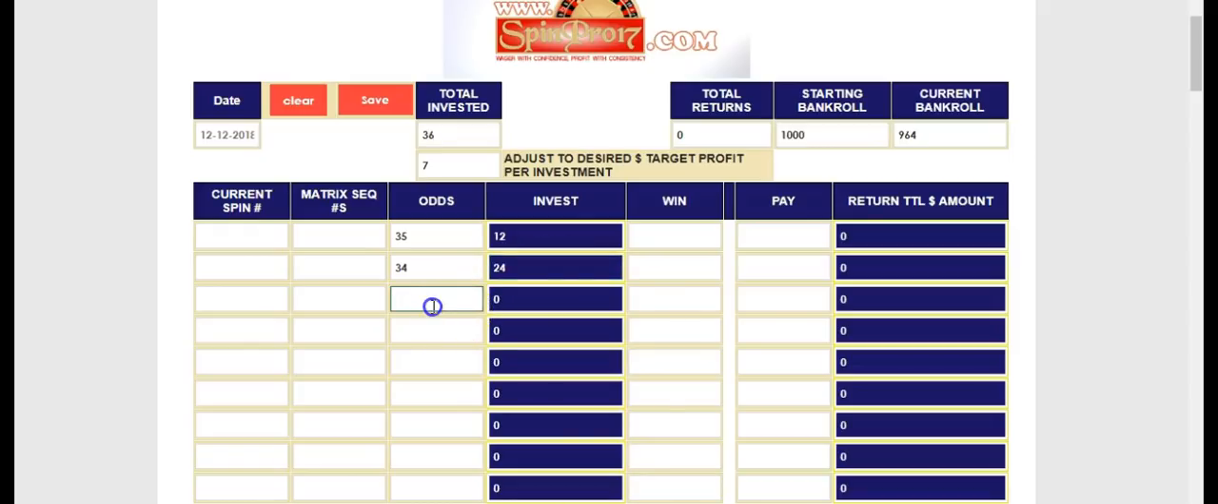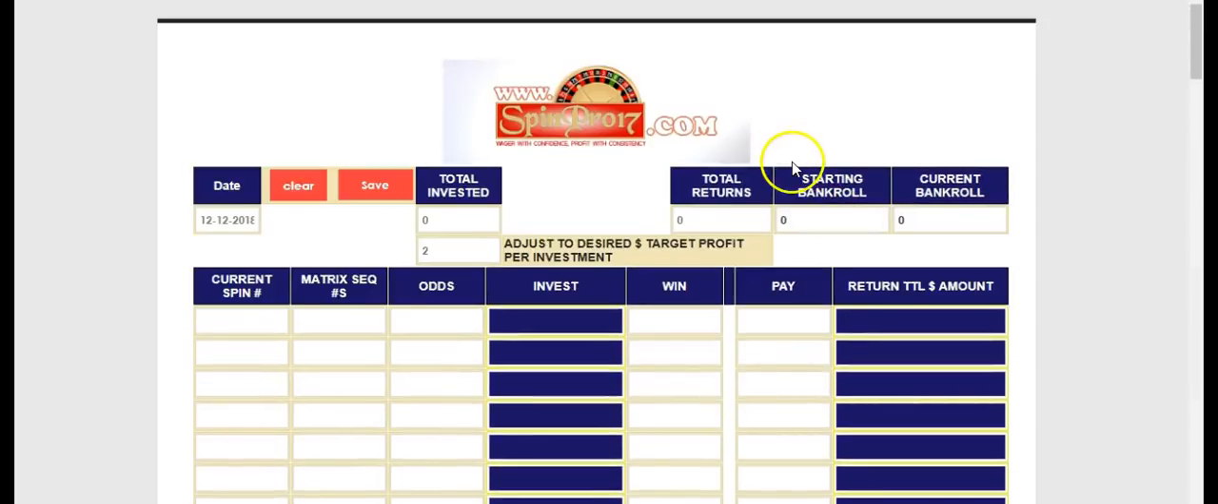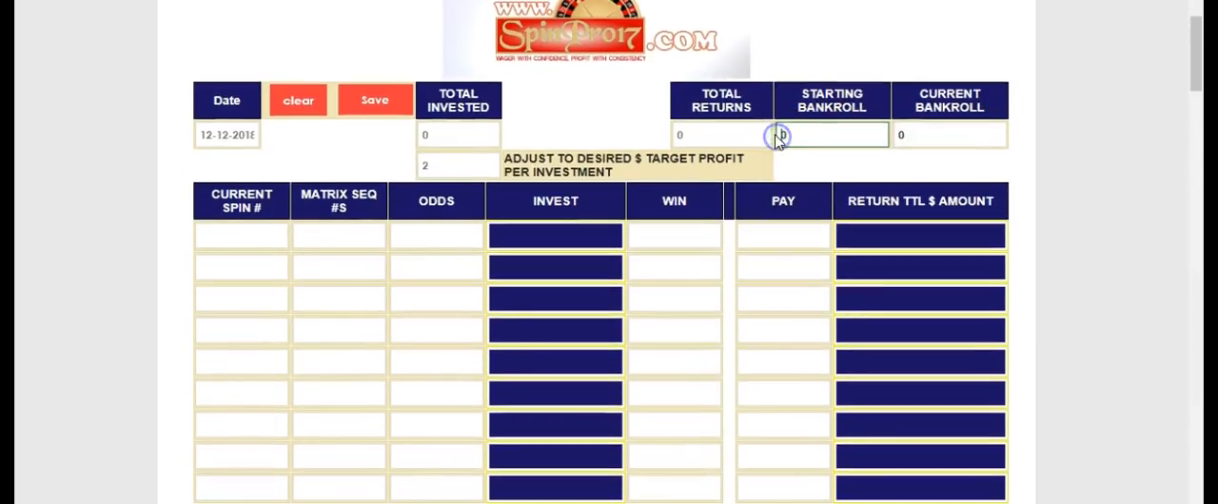Now let's say you missed there, and this is all based on a $7 adjustment target per investment, right? Now this becomes 33. This is still staying at 2. If this were to be higher, we're just going to show you here as a reference. So you have a $1,000 bankroll. Now let's say you put in 13 as your desired target profit. You put in odds of 35 to 1.